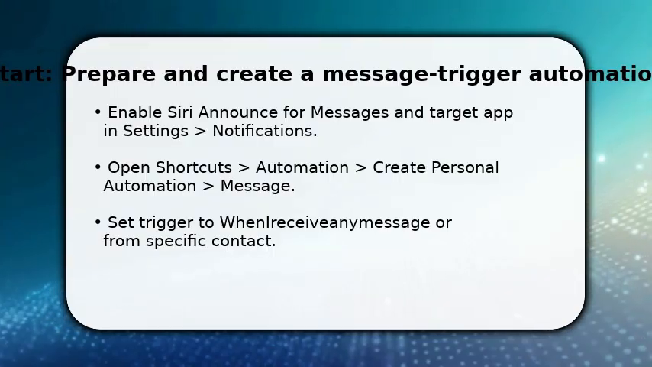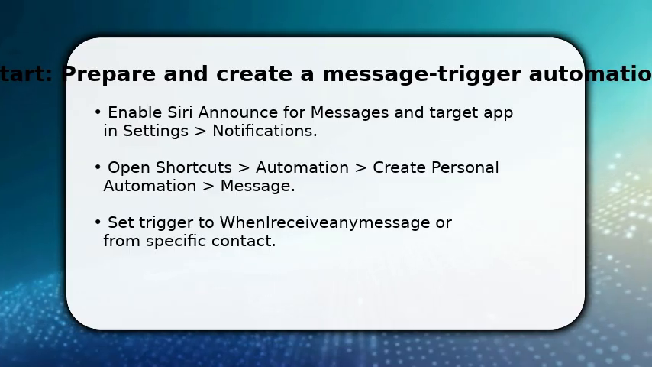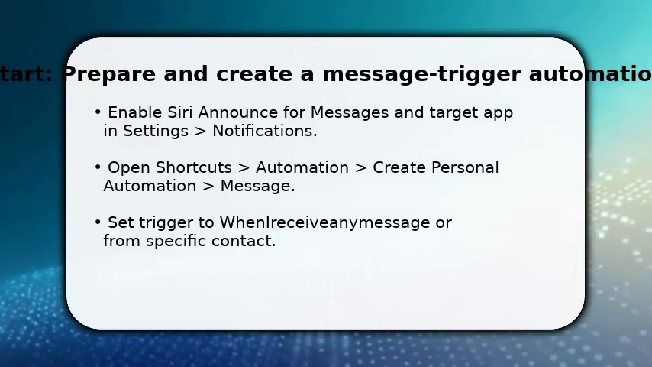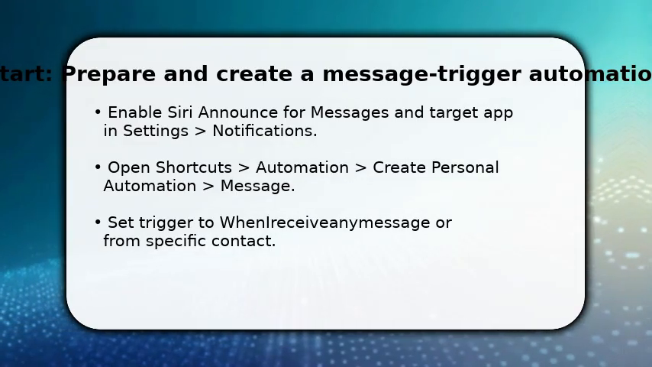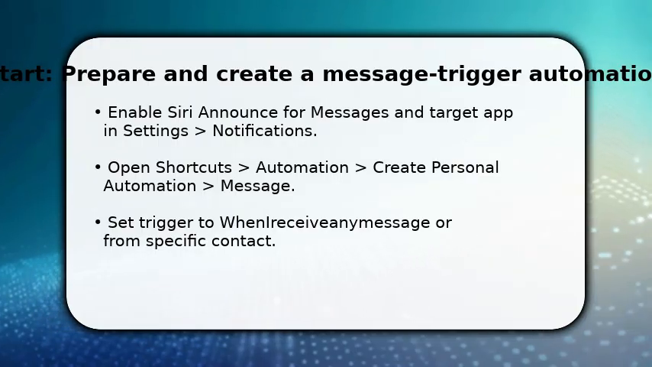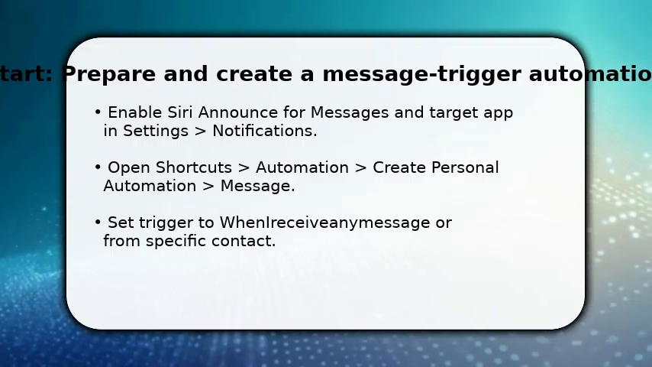You start by preparing only what's required. Allow notifications and Siri to speak for the app. Once done, open Shortcuts and choose Automation. Make a personal automation for messages.